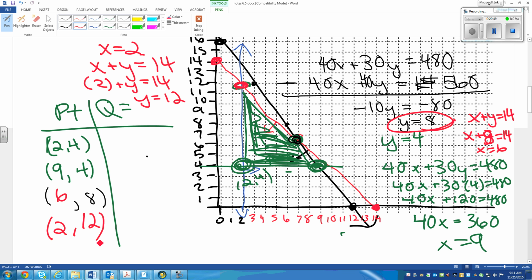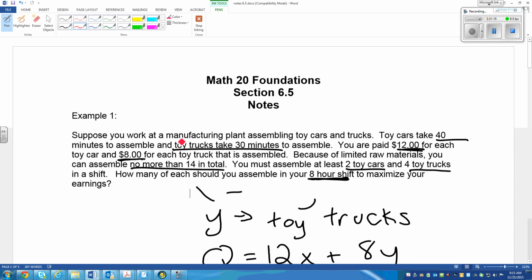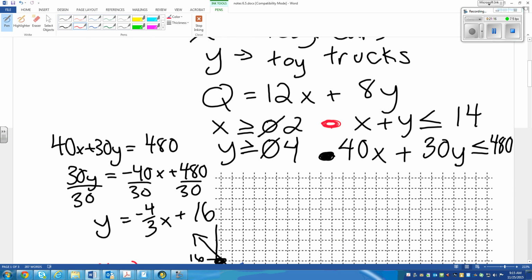So now we have all 4 points around the region. This is a long question. Good thing I only asked you one on your exam. Now what do we do with it? Are we done? No. Plug those numbers into the Q equation and find your min and max. Do we need min and max this time? Just maximum. Okay, so our Q equation is 12x plus 8y.